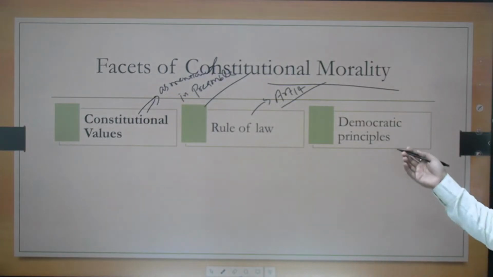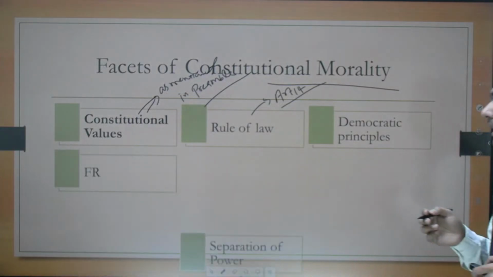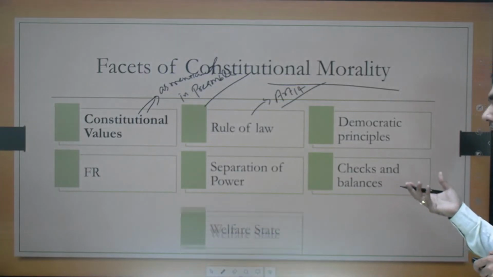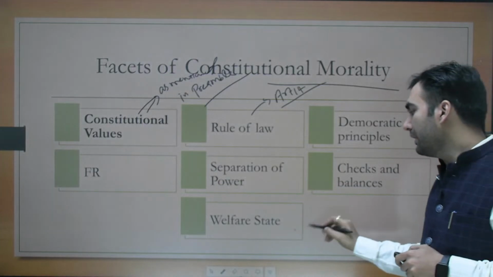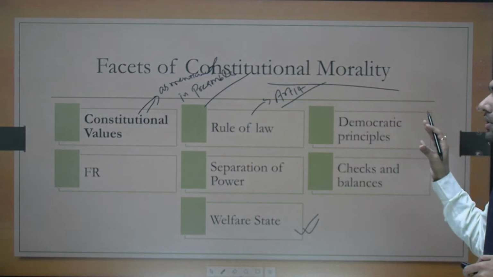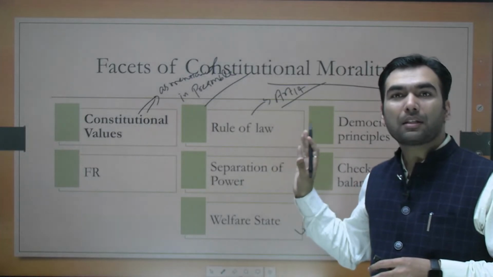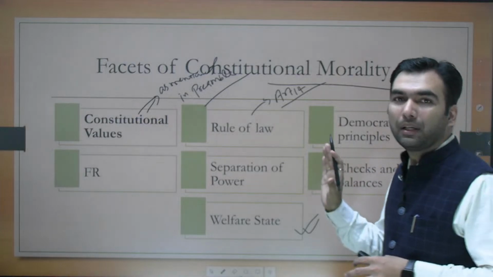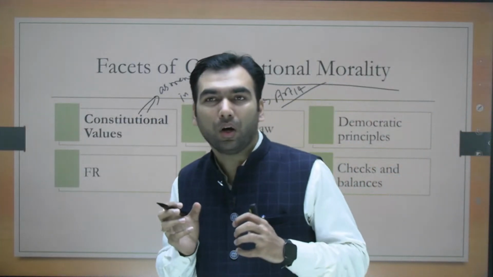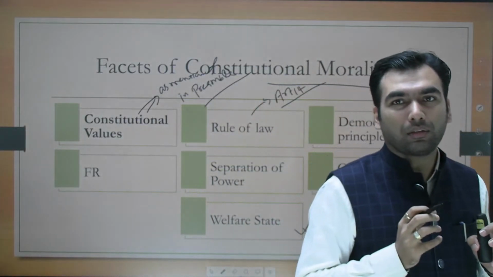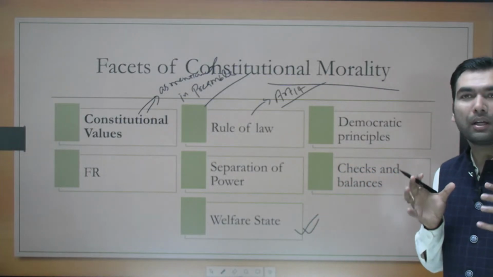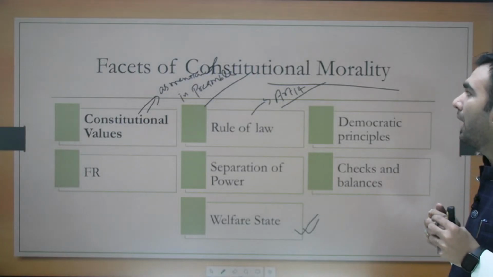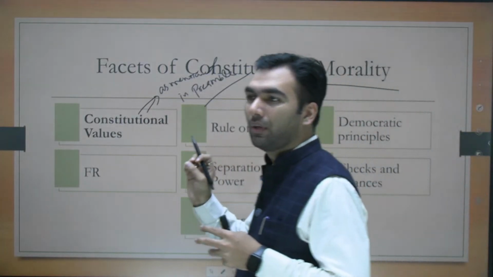Then the principles related to democracy, fundamental rights, separation of power, checks and balances, welfare state. These are the various facets of constitutional morality. But constitutional morality is not limited to this. Anything that you can bring from the constitution, any principle or values emanating from the constitution, would be a part of constitutional morality. I have just given you a few examples.